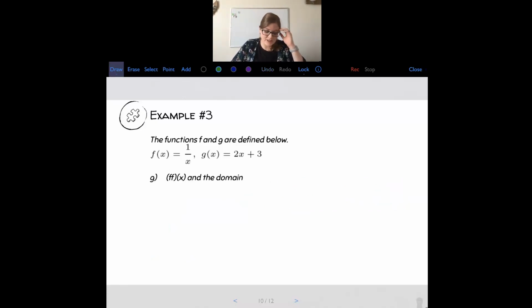Last, part G, so we have ff of x in the domain. ff means f times f, or you could see that as gg, meaning g times g. Okay, so we'd have 1 over x times 1 over x, which is 1 over x squared. From f, we know that x cannot be 0, and also from this resulting function, x cannot be 0. We've been discussing that one. That's written as negative infinity to 0, 0 to infinity.